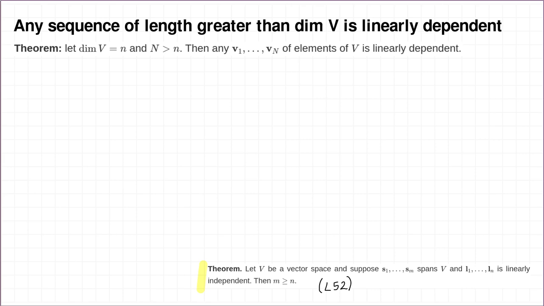So in the result, we have a sequence of elements whose length is larger than the dimension of the vector space that they belong to, and our job is to prove that that sequence must be linearly dependent. In the notation of the theorem, the dimension of the vector space V is lowercase n. That means that it has a basis of size n. And a basis is, in particular, a spanning set.